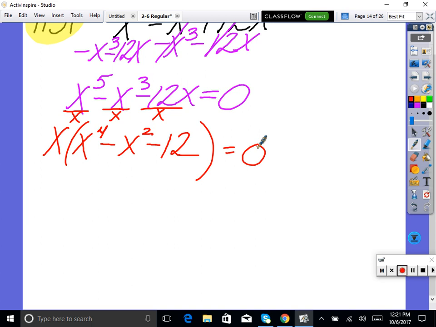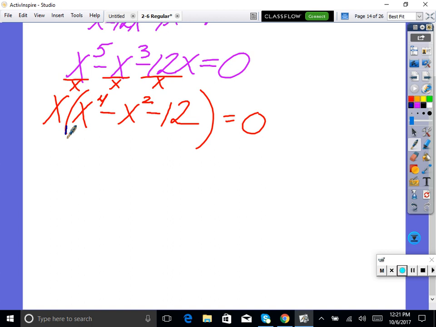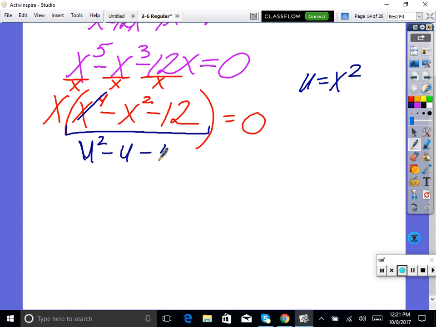It does matter, so we'll just have to remember that that's a factor in the end. You're right. It does matter. Good point. So what we're going to do right now is continue to factor this by u substitution. U is x squared, so this is really u squared minus u minus 12.